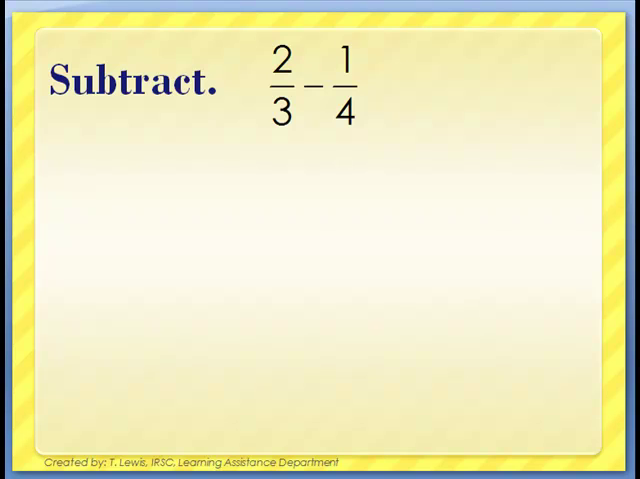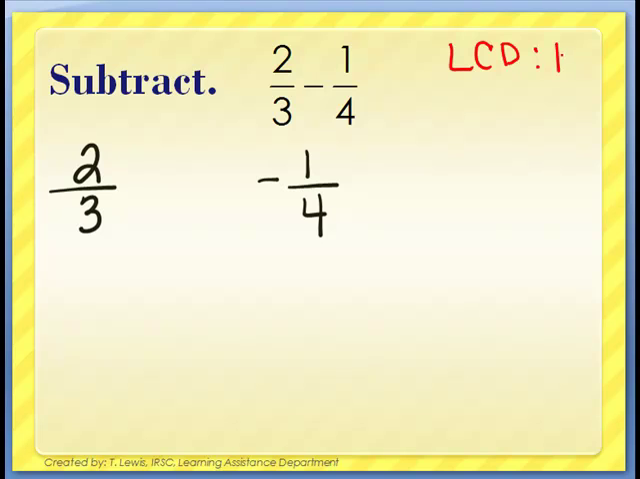We're going to subtract 2/3 and 1/4. As we look at 2/3 and 1/4, we're subtracting. Denominators are not the same, so we will have to find the LCD. So the LCD, least common denominator, for 3 and 4 is 12.